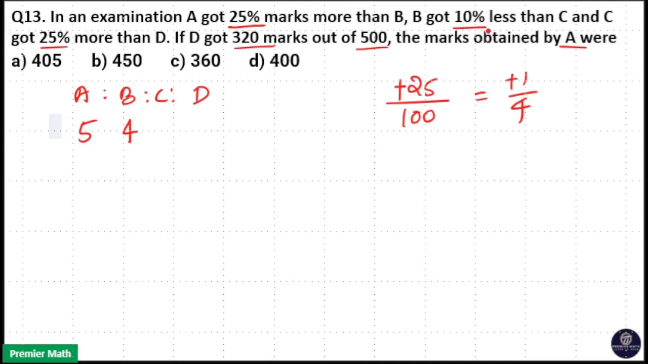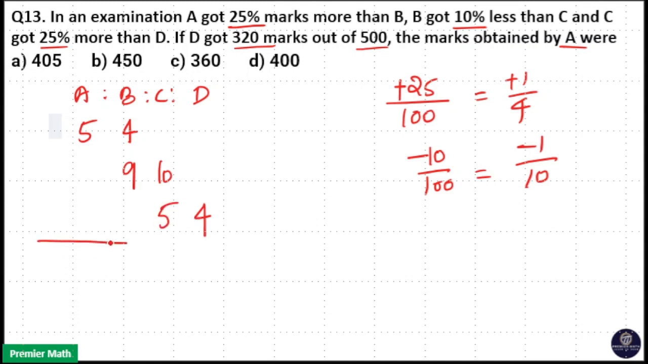Here, B got 10% less than C. So, 10% less means minus 10 by 100. That is minus 1 by 10. That is, if C gets 10 marks, B will get 10 minus 1, 9 marks. Same way, C got 25% more than D. So, 25% more means 25 by 100, that is plus 1 by 4. That is, if D gets 4 marks, C will get 4 plus 1, 5 marks.